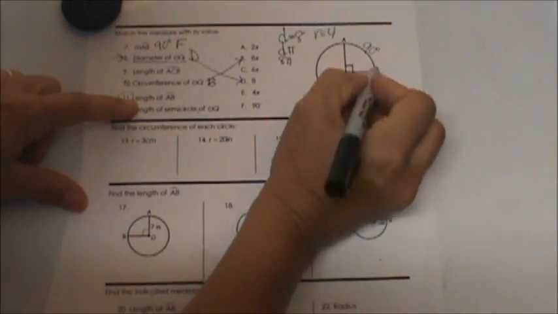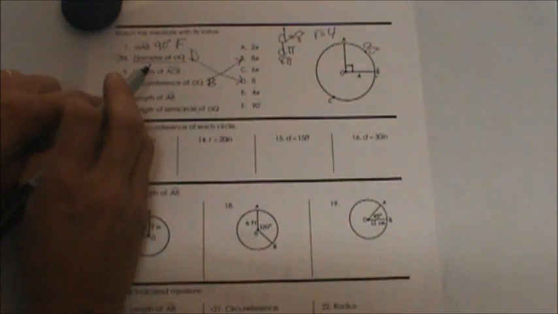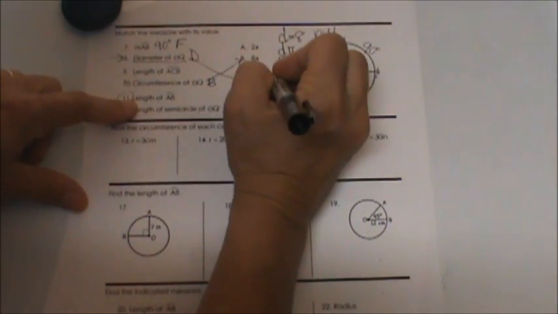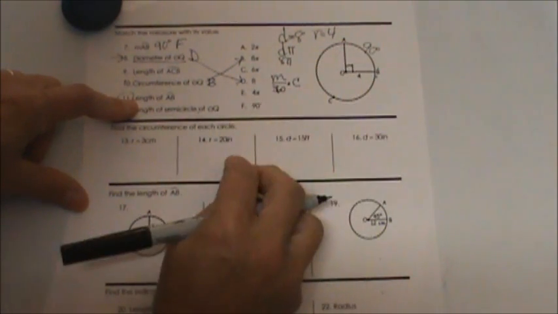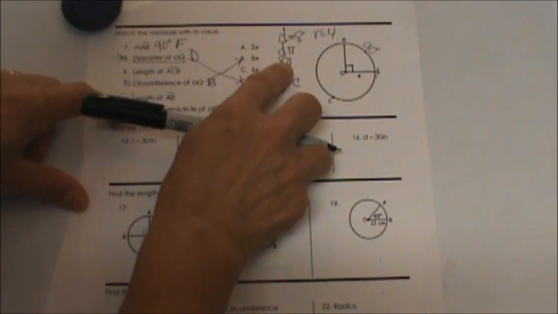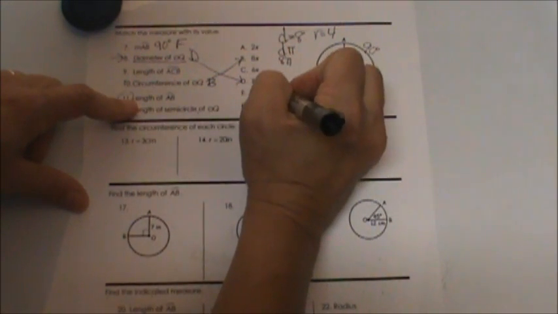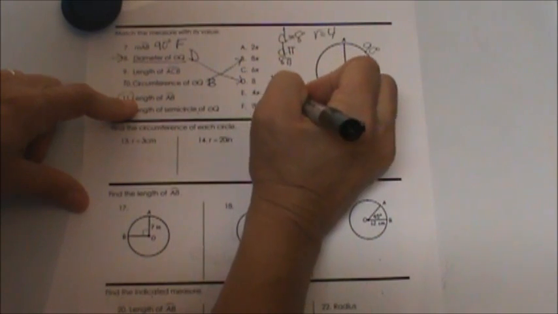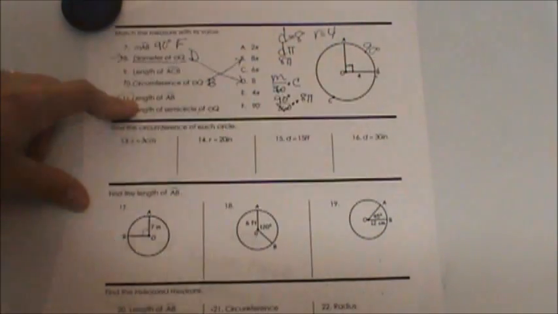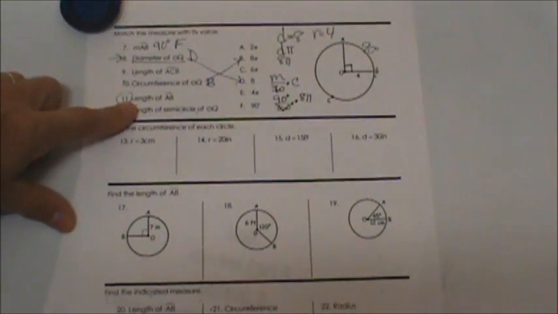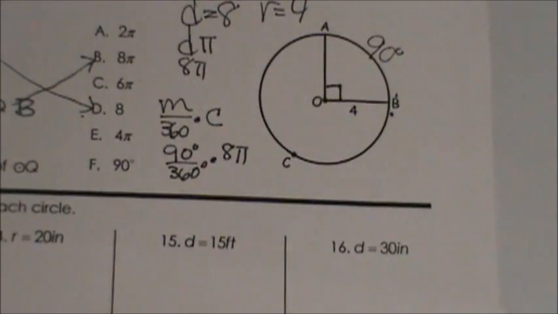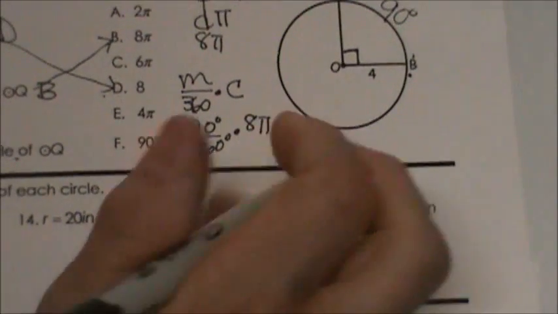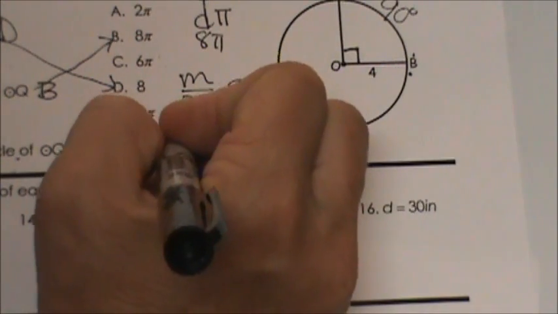Find the length of AB. AB is this arc, and we know that it has a 90-degree angle associated with it. So I'm going to take the measure over 360 times circumference. Well, we figured out the circumference already is 8 pi. So 90 over 360 times 8 pi. Now this one's kind of easy. You know why? This is 1/4 of the circle, isn't it? So 90 over 360 reduces to 1/4.